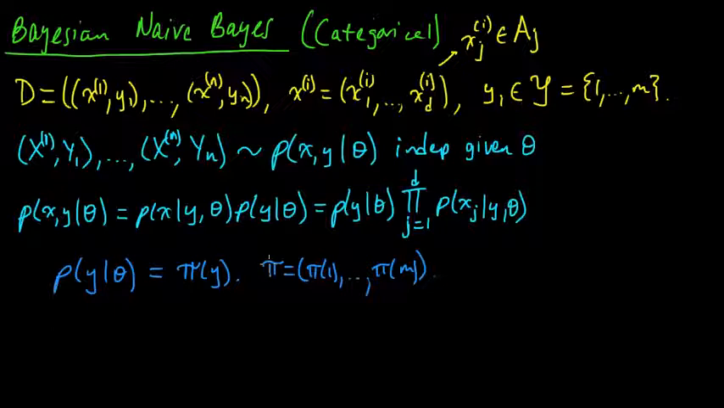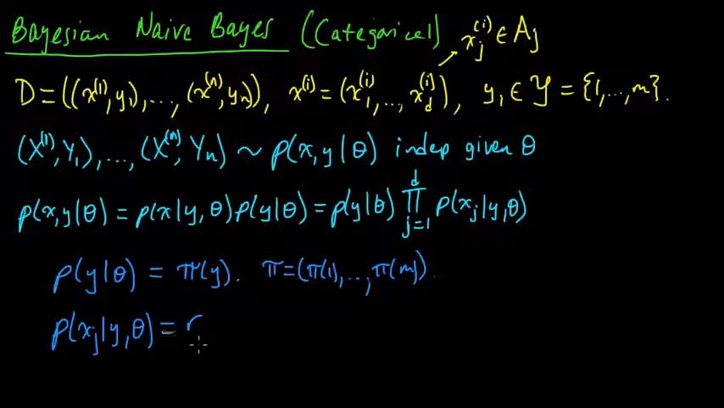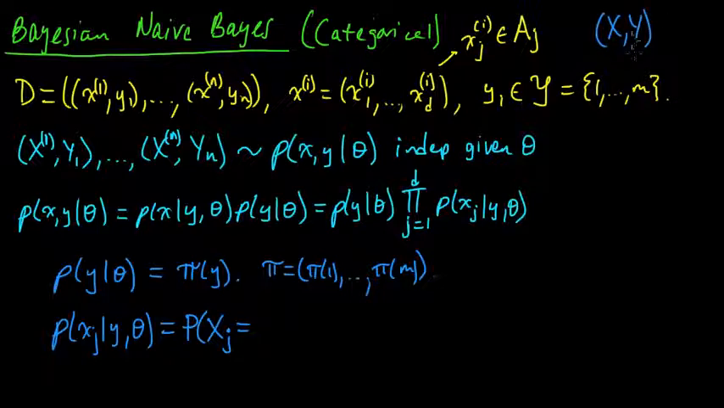So pi is the distribution on the y's, and now for x_j given y and theta, what do we need here? It's for the jth coordinate. So for each of these j coordinates, we need to have a different distribution. Remember, maybe I'll write out what this is. This is the probability that x_j, the jth coordinate of a generic point. We're considering a generic point x and y that are distributed according to this thing here.